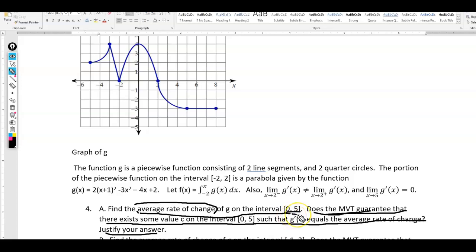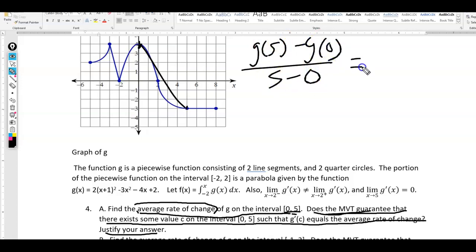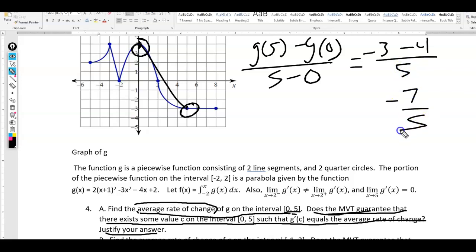So to find the slope of the secant line from 0 to 5, we just need to find the y2 minus y1 over x2 minus x1, right? So that's going to be g of 5 minus g of 0 over 5 minus 0. G of 5 is negative 3, minus g of 0 is 4, and 5 minus 0 is 5. So that would be negative 7/5.